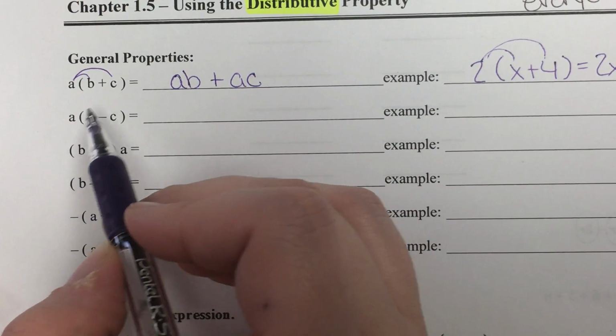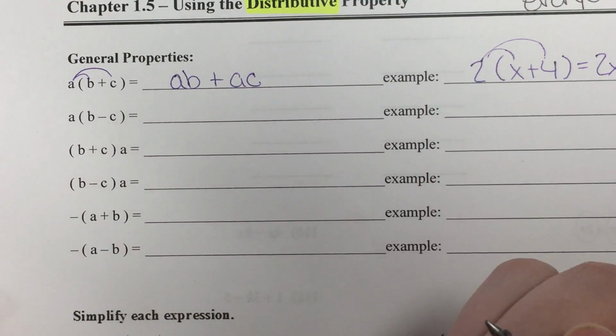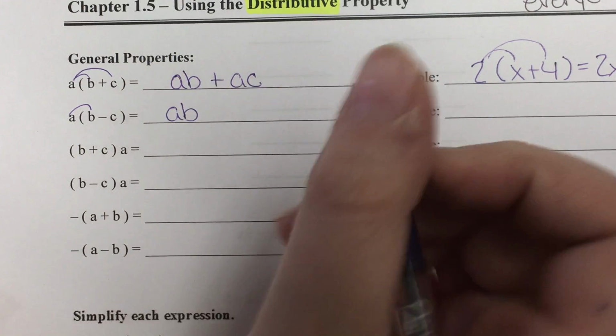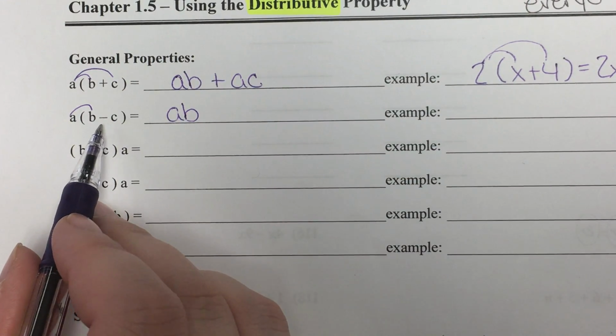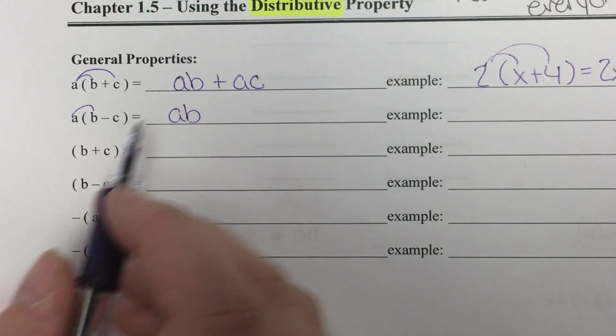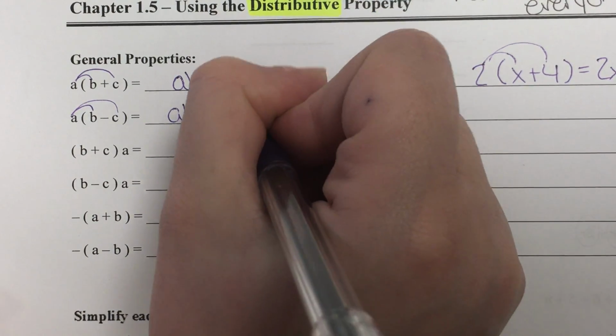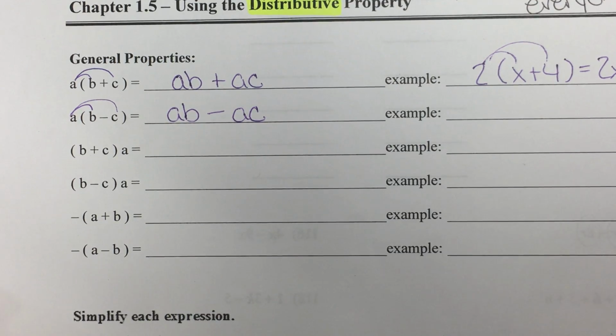Here I have A to B and A to C again, so I need to distribute AB. Now this time it's subtraction. Make sure you pay attention. So minus AC. Okay.